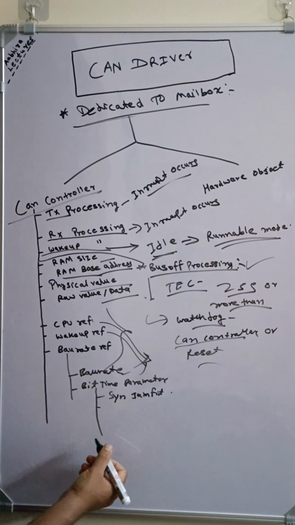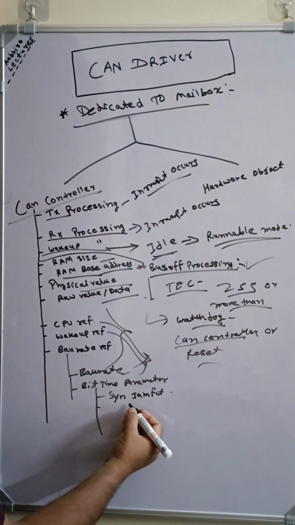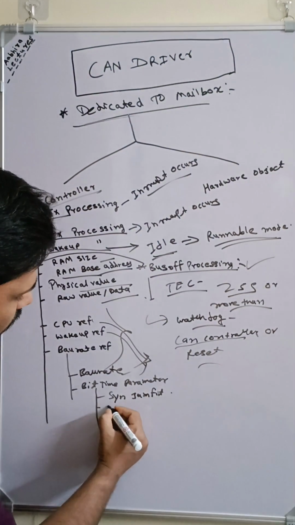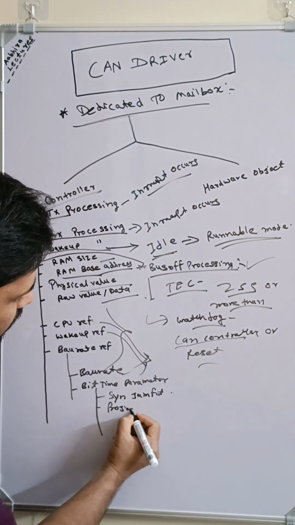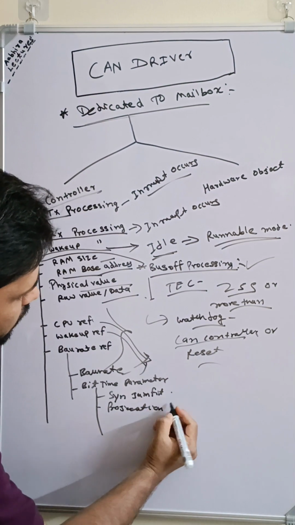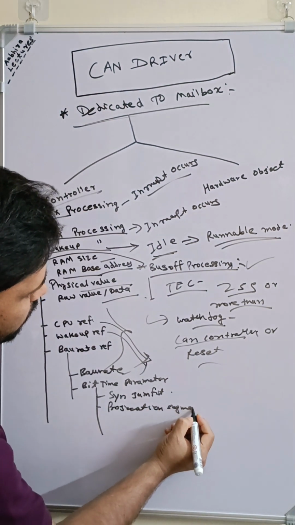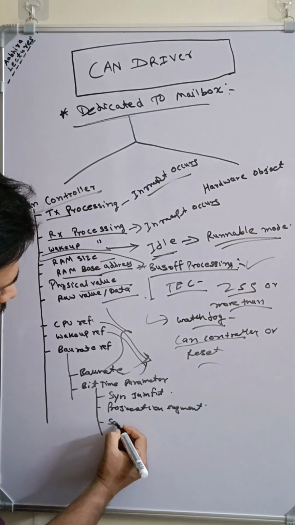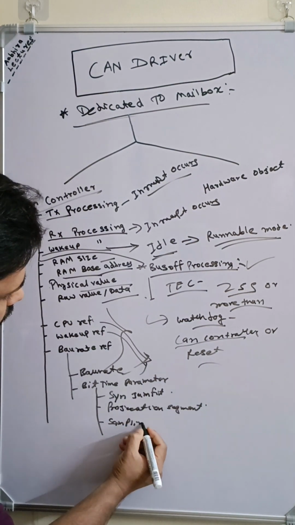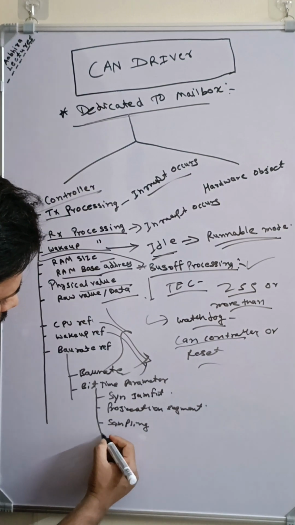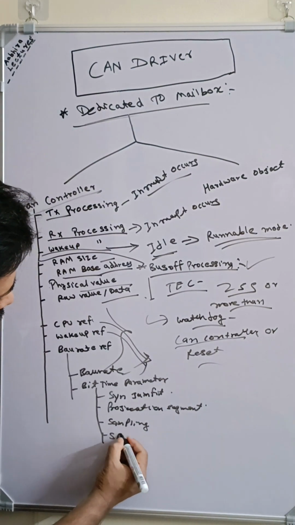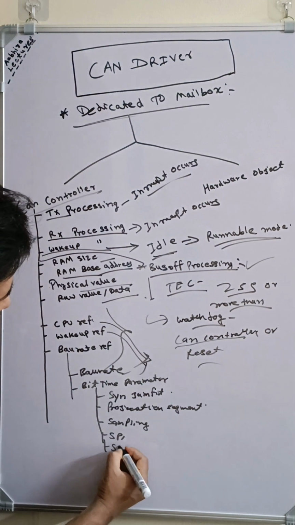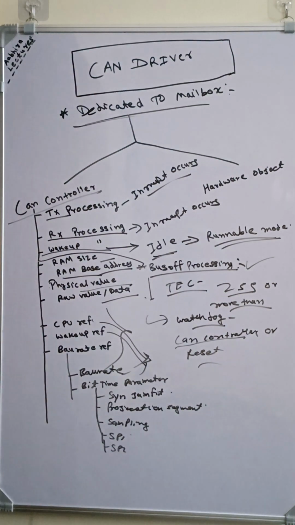In bit timing parameter we have to configure the synchronization jump fit, the propagation segment, and sampling, that is SP1 or SP2, sampling 1, sampling 2. So these three come under the bit timing parameter.